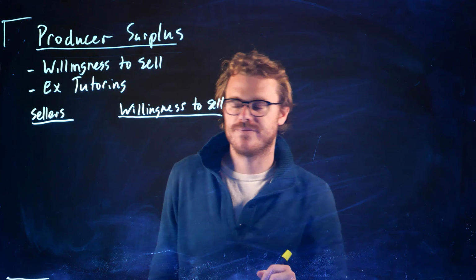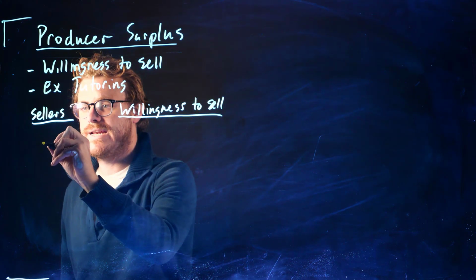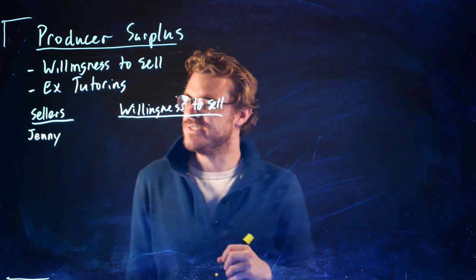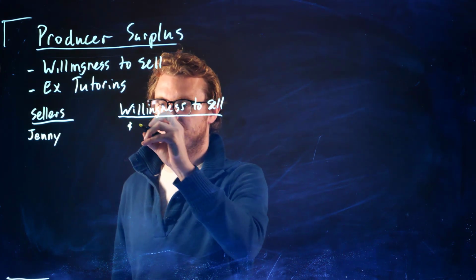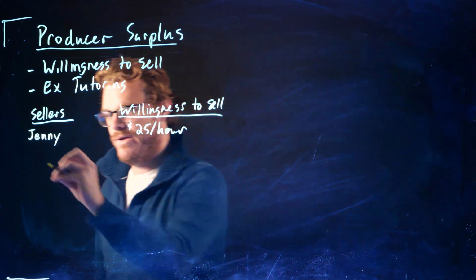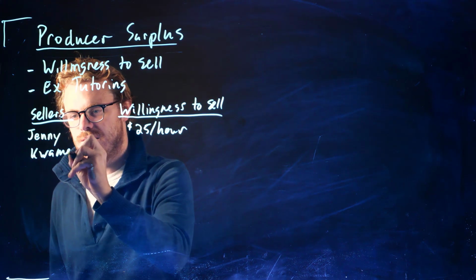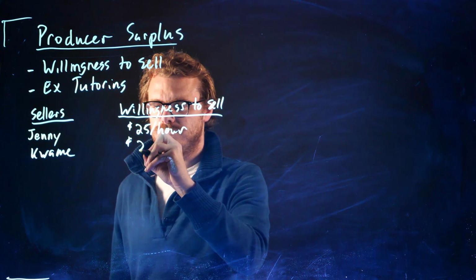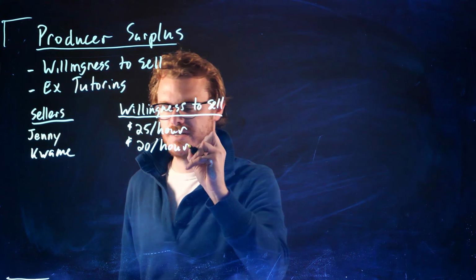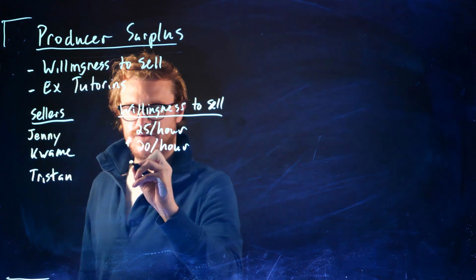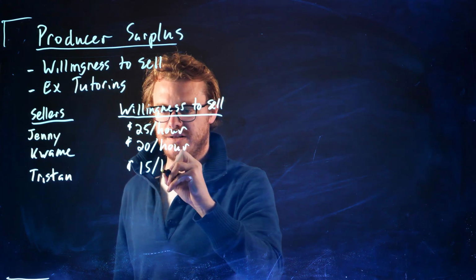So let's think about three different people. So we can have Jenny. Jenny's willing to tutor if she gets $25 an hour. We have Kwame. They're willing to tutor if they get $20 an hour. And then we have Tristan. And they're willing to tutor if they get $15 an hour.